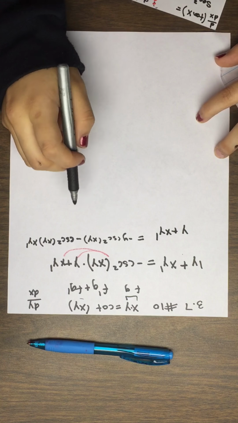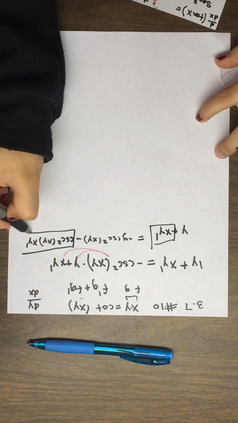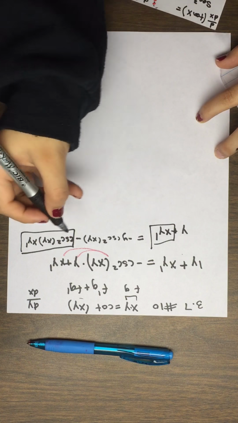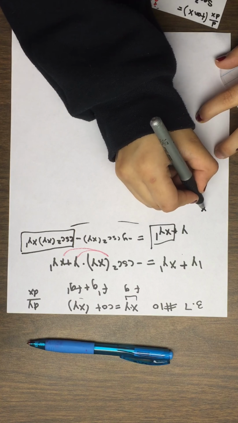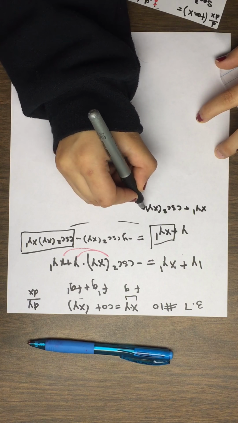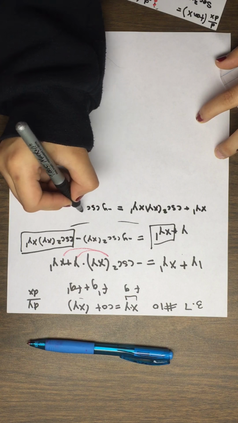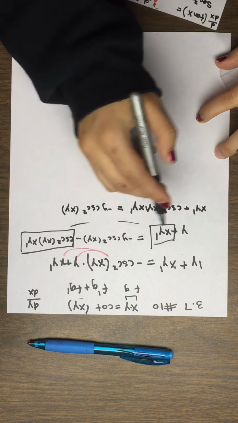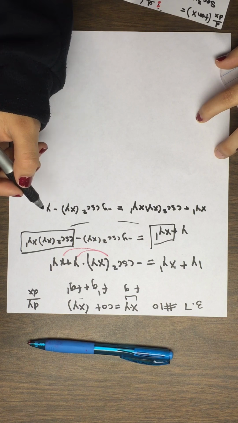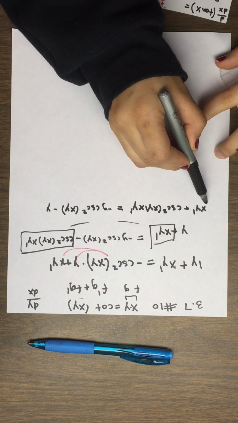Now the goal from here is to put all of the y primes on one side and the ones that don't have any y primes on the other. So I'm going to add this one over here. So it's going to be x y' plus cosecant squared xy times x y prime. And then I'm going to subtract the other one, cosecant squared, minus this one, minus y. Okay.